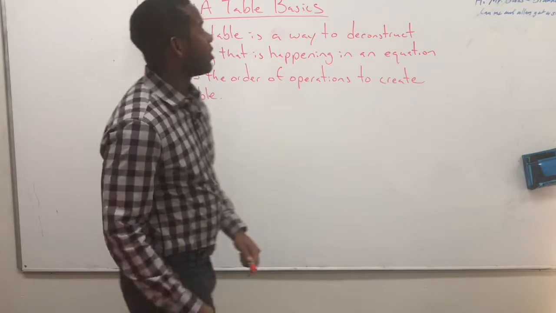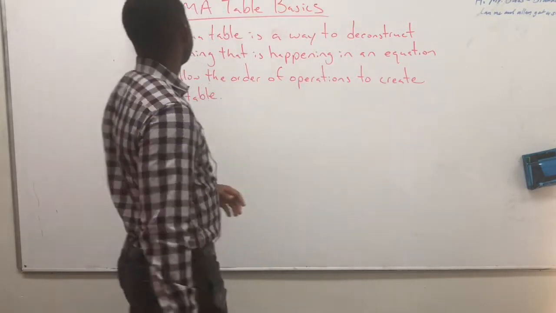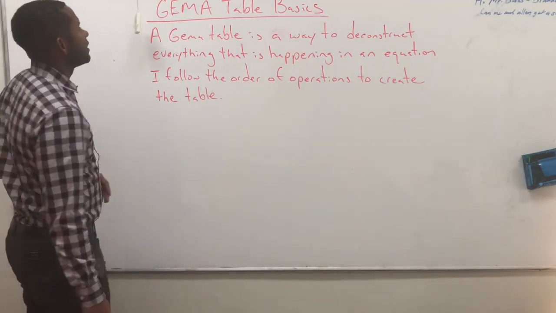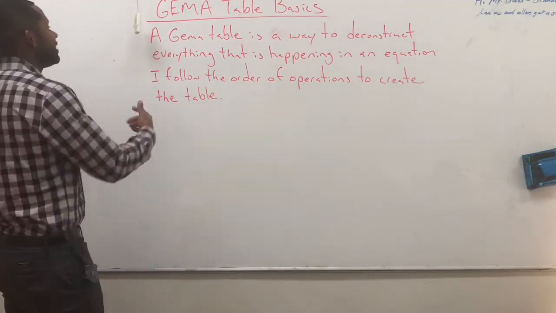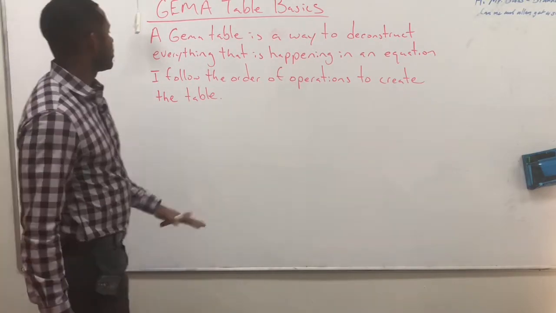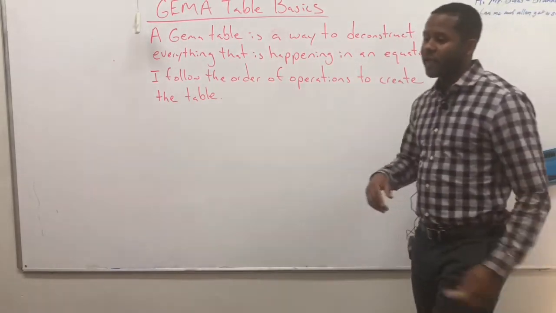All right. So, got a big video today. The first part we're going to talk about is going to be some GEMA table basics. So write this down. A GEMA table is a way to deconstruct everything that is happening in an equation. It follows the order of operations to create the table. So go ahead and get that down.